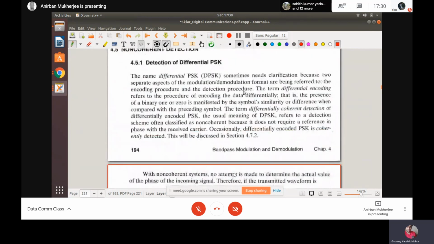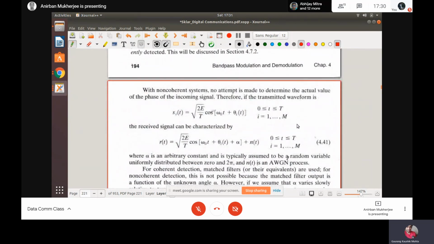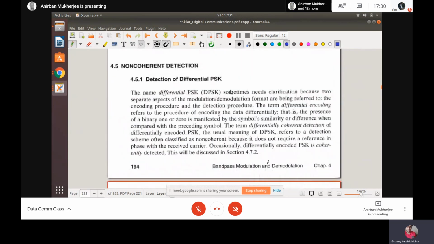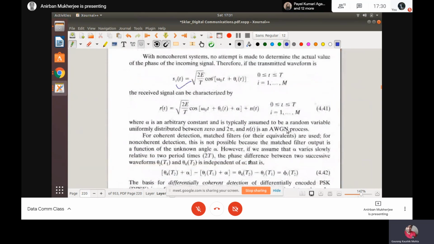That is the transmitted waveform, SIT is cos omega. Please remember that we are now talking about differential phase shift keying, DPSK. The transmitted signal has a certain amount of phase. Now the received signal is this one with some alpha, an arbitrary constant. It is generally a uniformly distributed random variable.